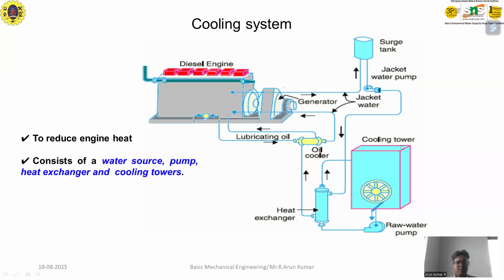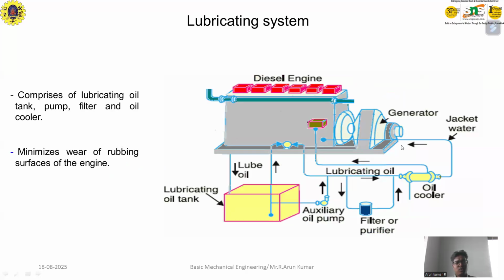The next system is the lubrication system. The lubrication system consists of the lubrication oil tank, pump, filter, and oil cooler. The purpose is to minimize the wear of the rubbing surfaces of the engine. The oil from the tank is circulated as lubrication oil through the oil cooler, then passes through the diesel engine. After this, the generator works and generates the power.